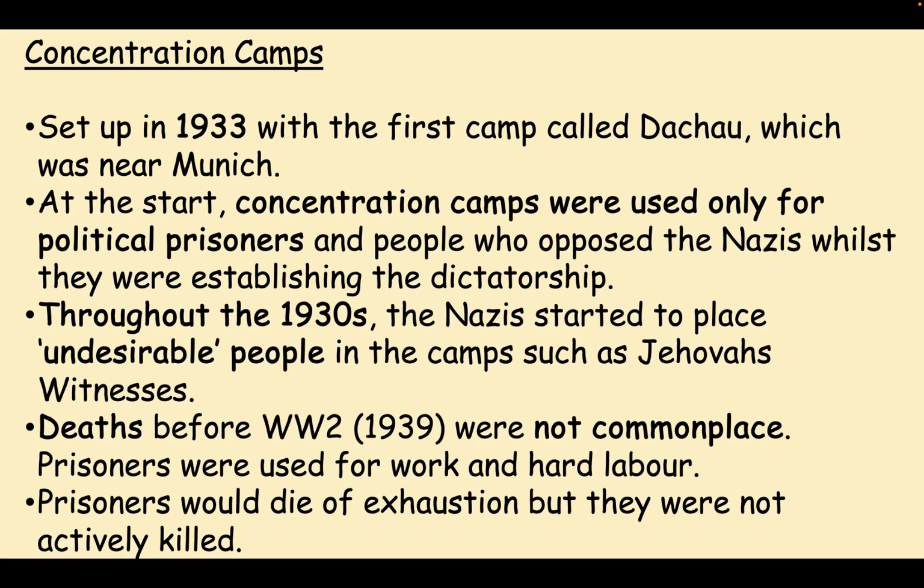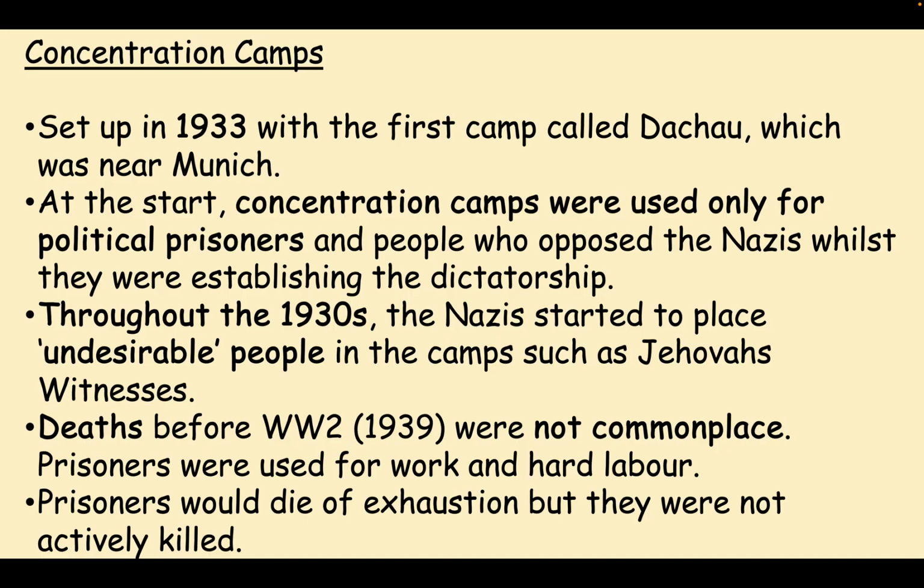Now, concentration camps are often something that's misunderstood, particularly in the early years. In 1933, the first concentration camp is set up at Dachau, just outside the city of Munich. But what's really important that we understand is, at the very start, concentration camps are used only for political prisoners and for people who oppose the Nazis during the time that they're establishing the dictatorship. So when Hitler is establishing his dictatorship, they are only putting political prisoners and opponents into the camps.